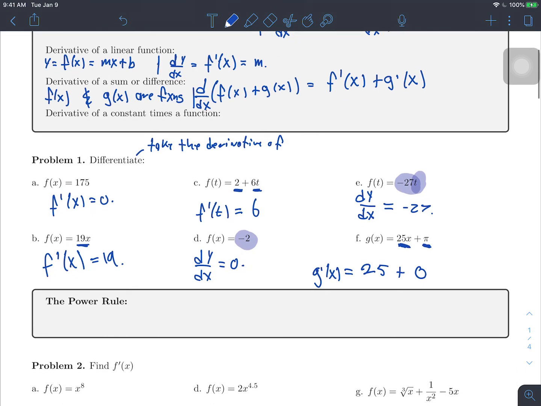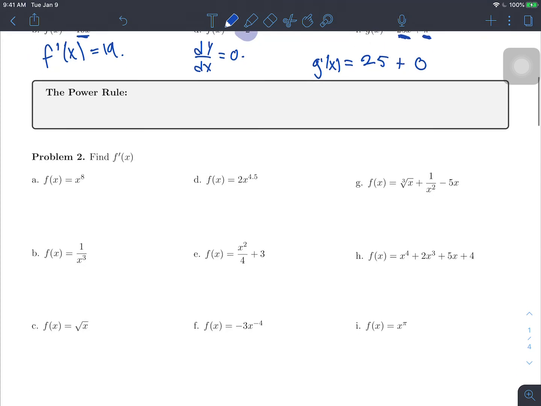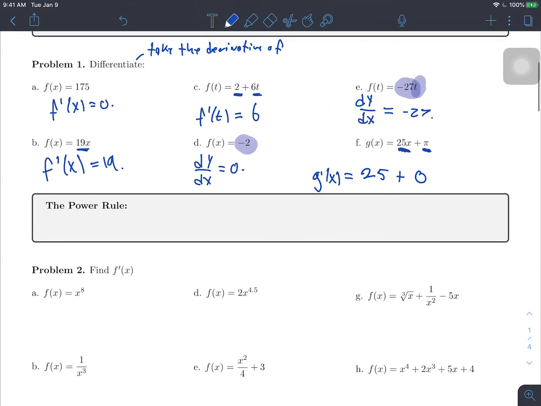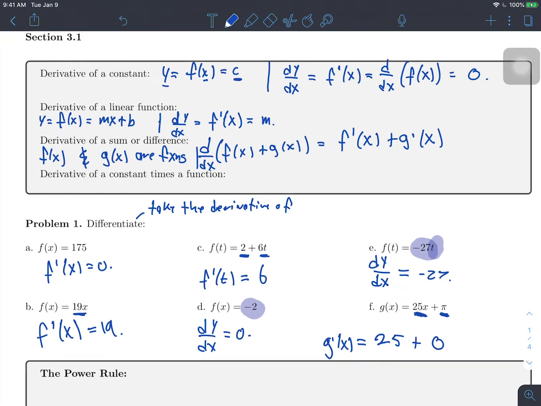Okay. Yeah, this lesson might not take as long as I thought. Are there any questions on the rules we've learned so far? We did rules with a constant, rules with a linear function, sum and difference. Oh, I forgot the last one. Constant times a function.